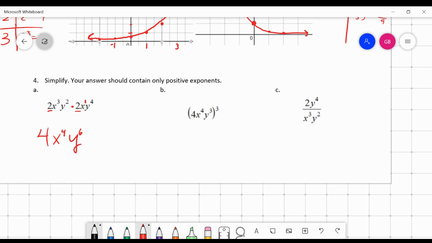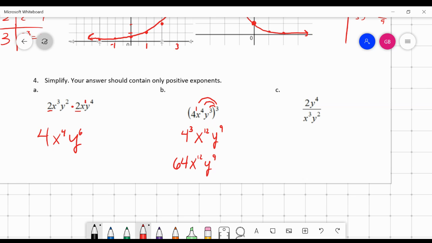For b, this is a power of a power. Remember, the 4 has an exponent as well, it's 1. So you're going to multiply the 3 times all the exponents on the inside. So it's going to be 4 to the 3rd power, x to the 12th power, y to the 9th power. And 4 to the 3rd power is 4 times 4 times 4, which is 64. So it should be 64 x to the 12th power, y to the 9th power.